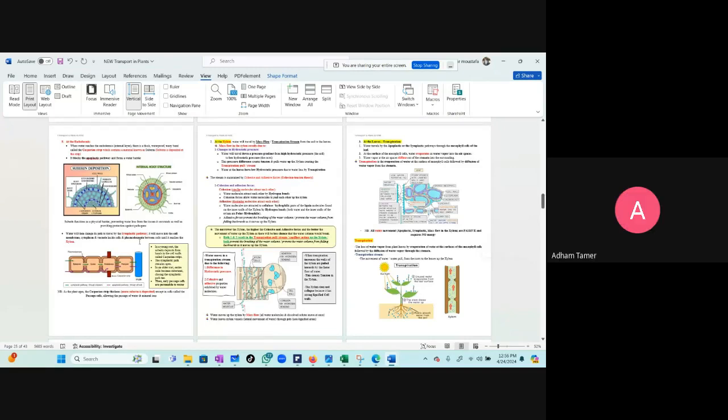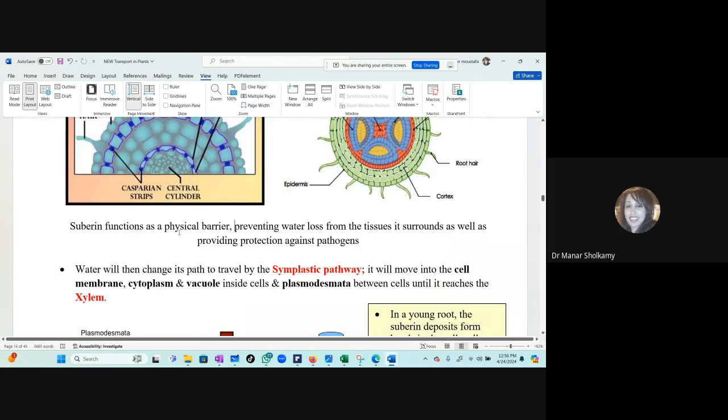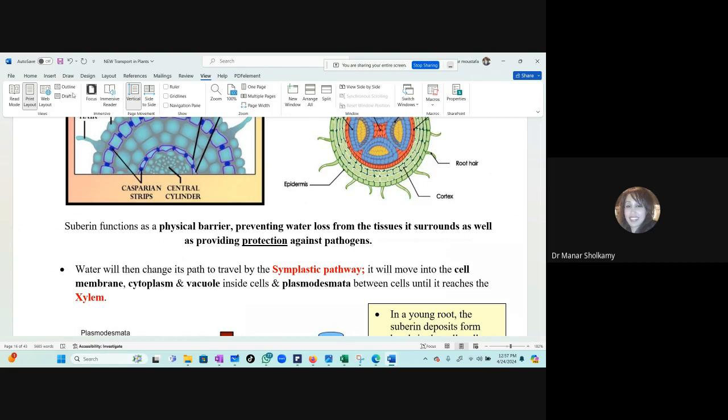The water changes pathway from what to what? Apoplastic to symplastic pathway. Okay, very good. This is one function: it controls the pathway of the water. Another function of the endodermis is written right here. What is it? A physical barrier preventing water loss from the tissues it surrounds, as well as providing protection against pathogens. Yes. This sentence is the answer. Please study every single word.